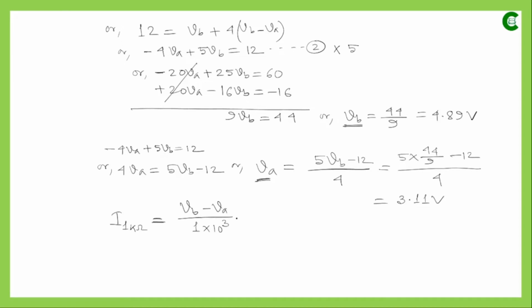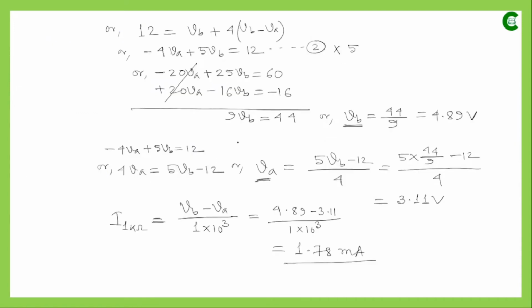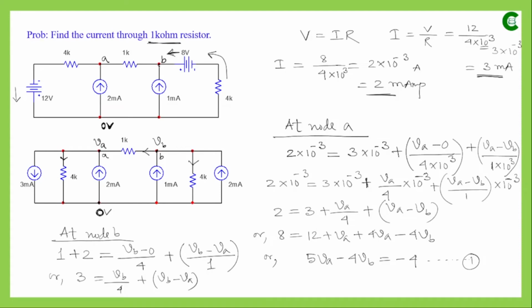This time we want to know the actual value, so we have to consider the kilo ohm, the whole resistance value. So 1 into 10 to the power 3. Finally, if we simplify, this will be 1.78 milliampere. So this is our answer. The current flowing through this 1 kilo ohm resistor is 1.78 milliampere, and it is flowing from point B to point A.